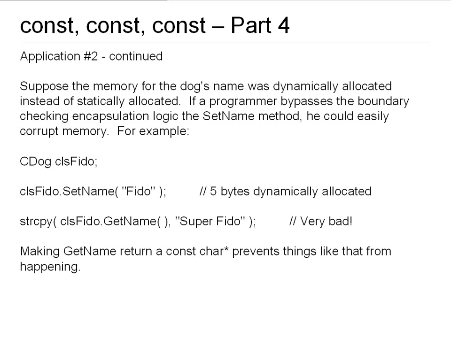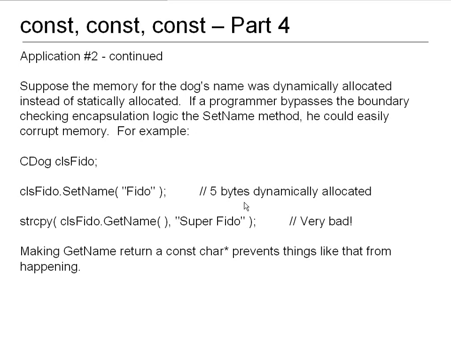If a programmer bypasses the boundary checking encapsulation logic in the set method or SetName method, he could easily corrupt memory. So for example, call Set("Fido"), and that dynamically allocates 5 bytes, 4 for Fido and 1 for the null terminator. Then, if the programmer calls GetName, which returns a pointer, and if that's not constant, he could use that in some sort of string copy method or something and copy another string into the pointer's memory location. Well, "SuperFido" is longer than 5 characters, and that would corrupt memory. That would really be bad.